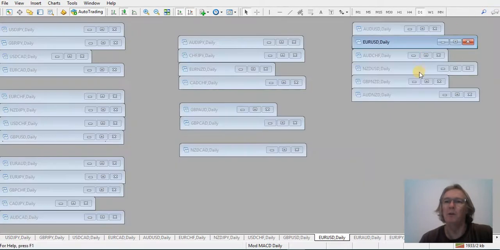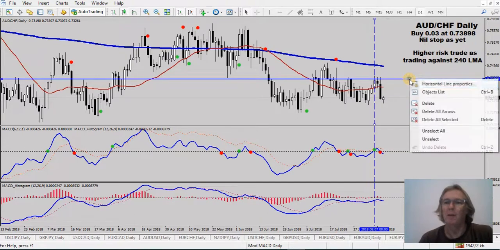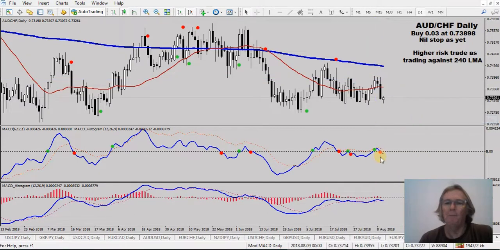So that's Euro USD. Aussie Swiss franc, another one like the Aussie USD. This one's causing me a little bit of grief. I was in a buy this morning. There's a confirmed cross, so that buy's been closed for a loss, so no longer in that. But there's not enough again to get me into the sell as yet. There's not enough criteria met.